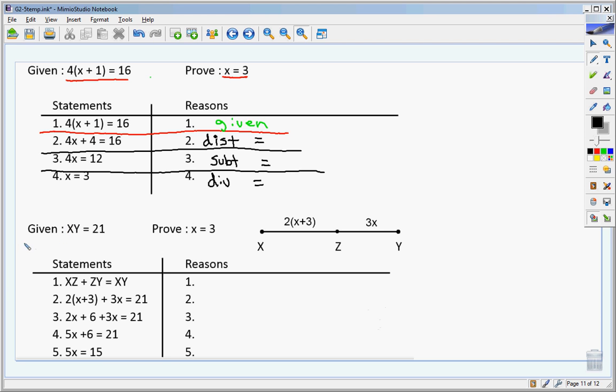By the way, on the next example, I would say that there's actually a step that they should have included in here that's not in here. I really say that statement 1 should have been xy equals 21, and the reason beside it should have been given. And the reason I say it should be there is because there's no logical way for them to get from 1 to 2 unless you know this value.